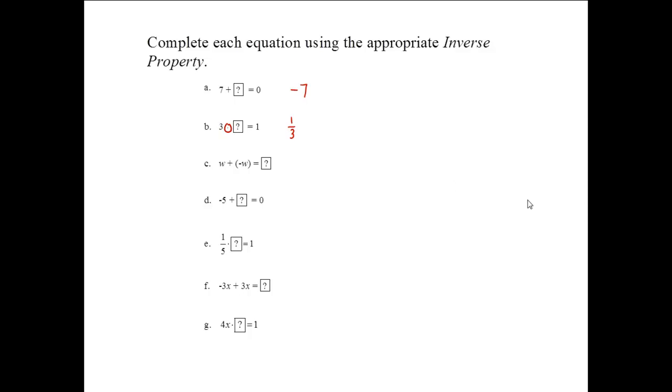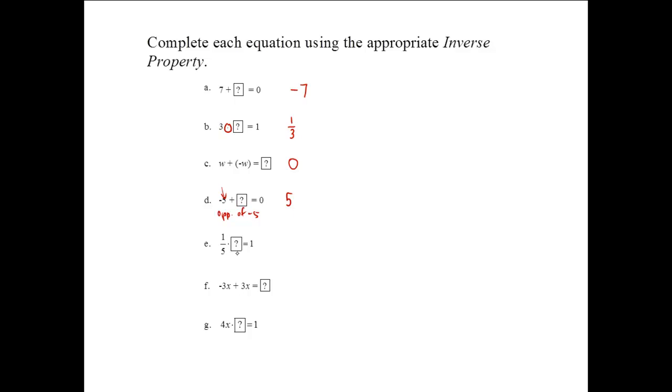In part C, we have w plus negative w equals, well, this is simply a number plus its opposite, and the answer is 0. Part D, negative 5 plus what number is 0? So we're looking for the opposite of negative 5, because the opposite of this number and that number would give us 0. What is the opposite of negative 5? 5. So negative 5 plus 5 is 0.